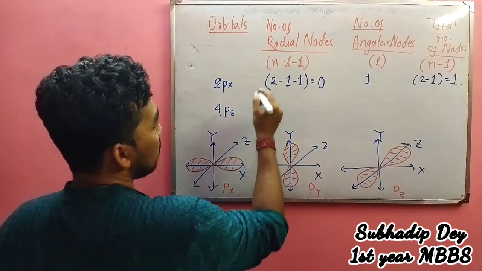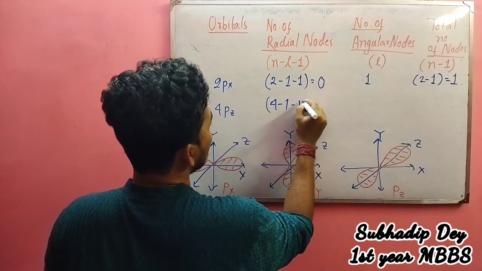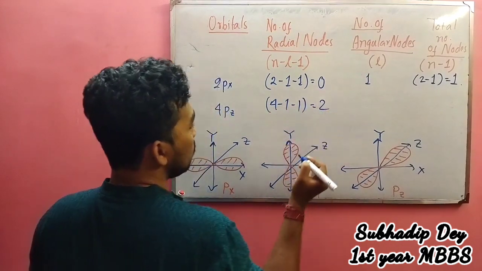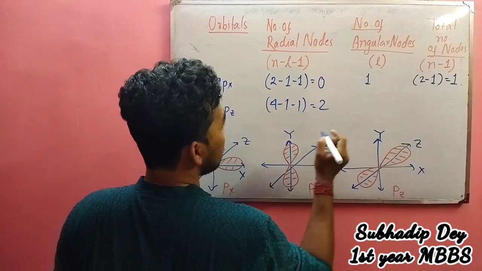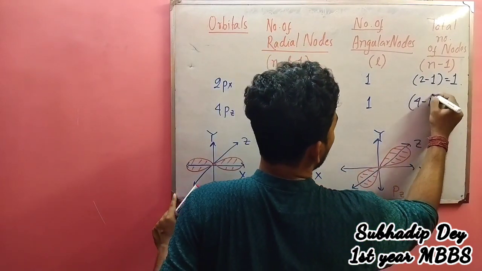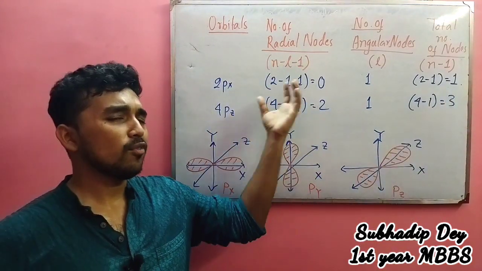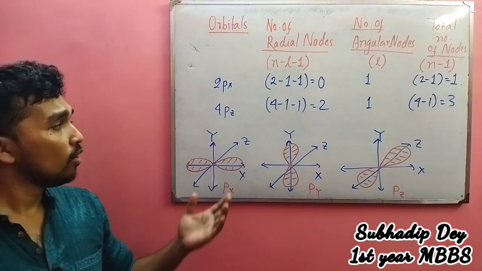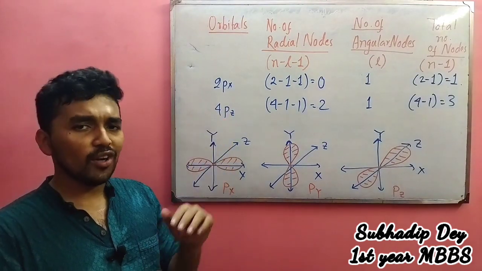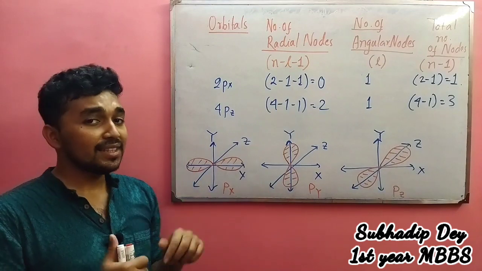Now suppose for 4pz, the number of radial nodes will be 4 minus 1 minus 1, that is equal to 2. The number of angular nodes will be equal to 1 and the total number of nodes will be 4 minus 1, equal to 3. So in this way you have to calculate the number of nodes for the S subshell, for the P subshell and also for the D subshell. Okay, you will do that yourself from this formula, it is very easy.